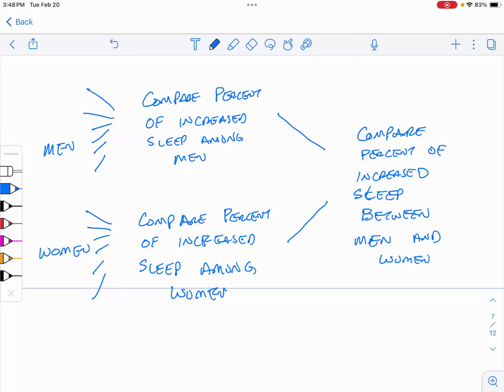Now, as far as the actual conducting, this didn't change the conducting of the experiment basically at all. I still have 40 people and I'm still putting them into various diet and exercises. I just have a nice representation of men and women in each treatment group.